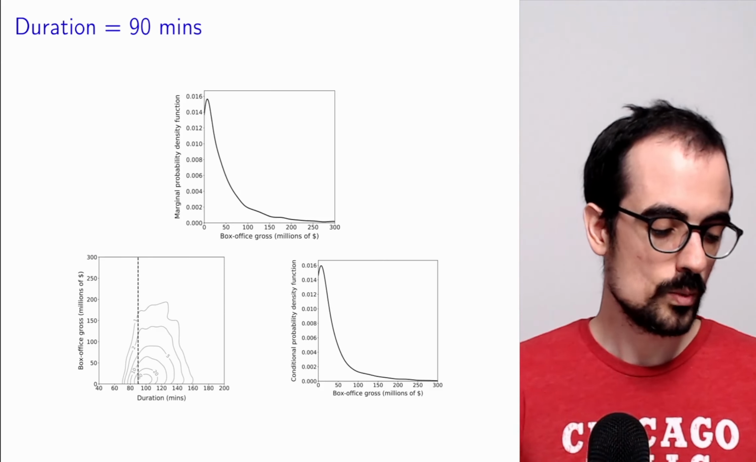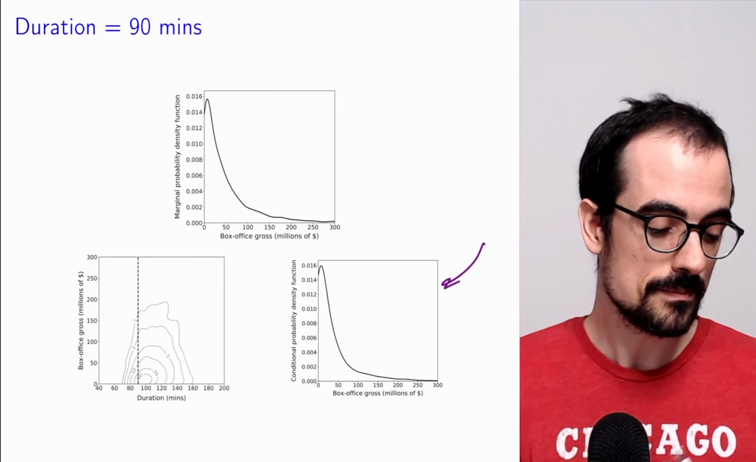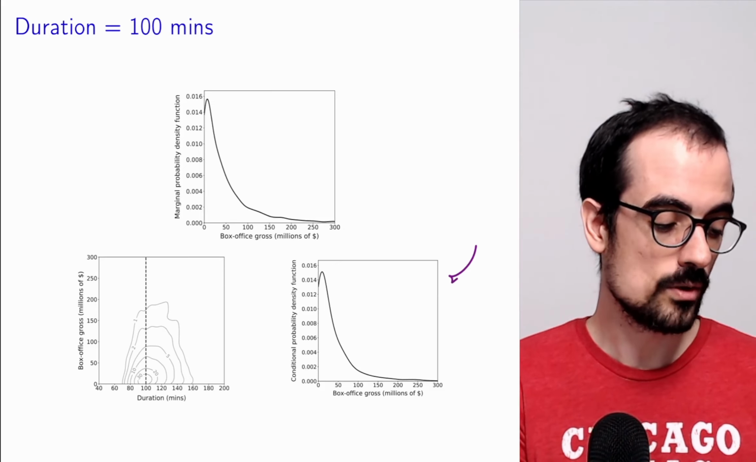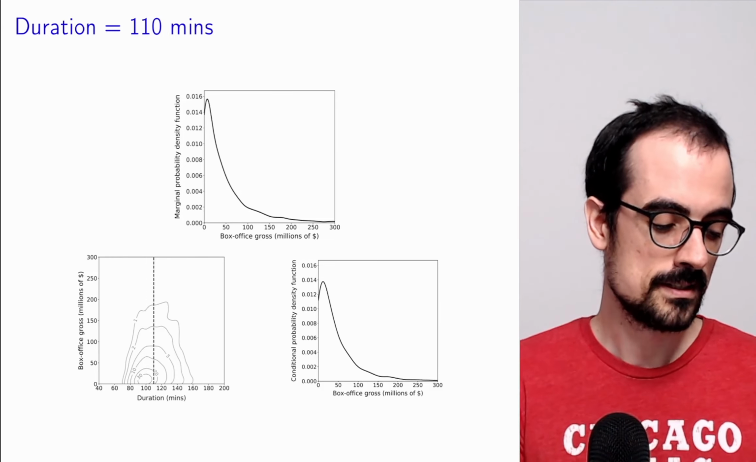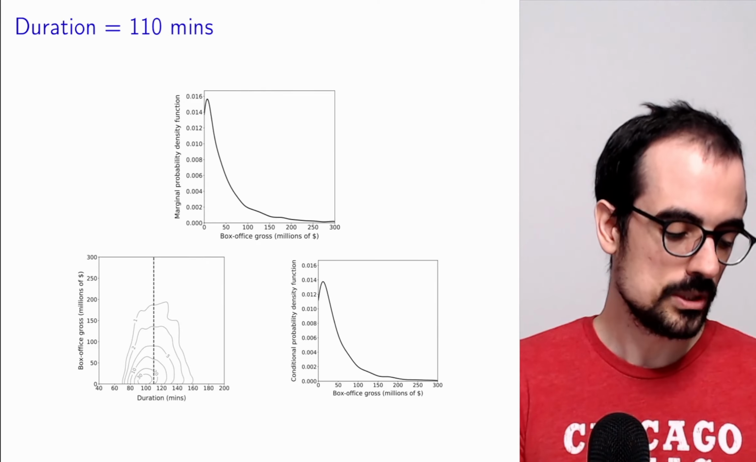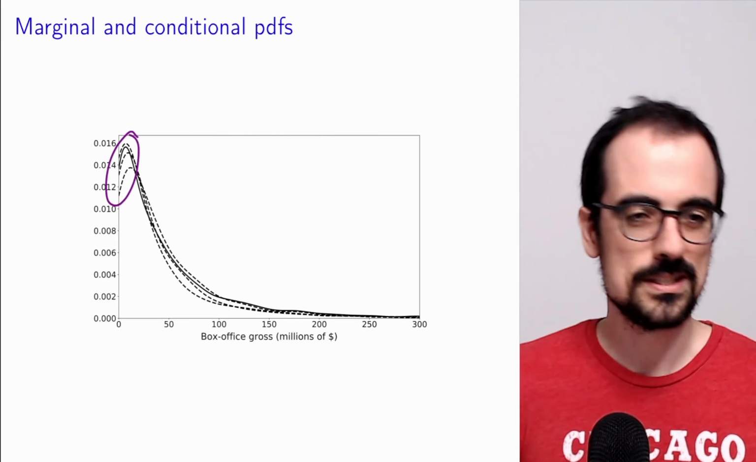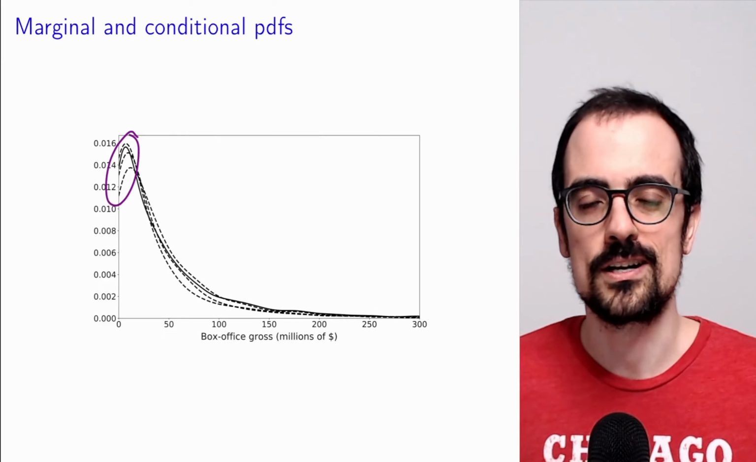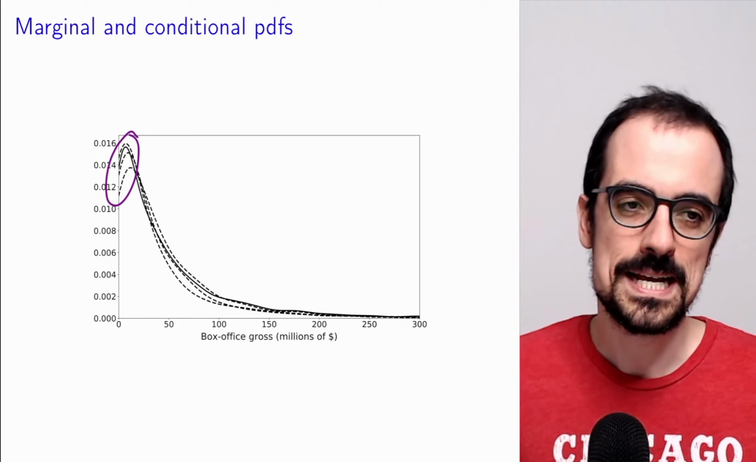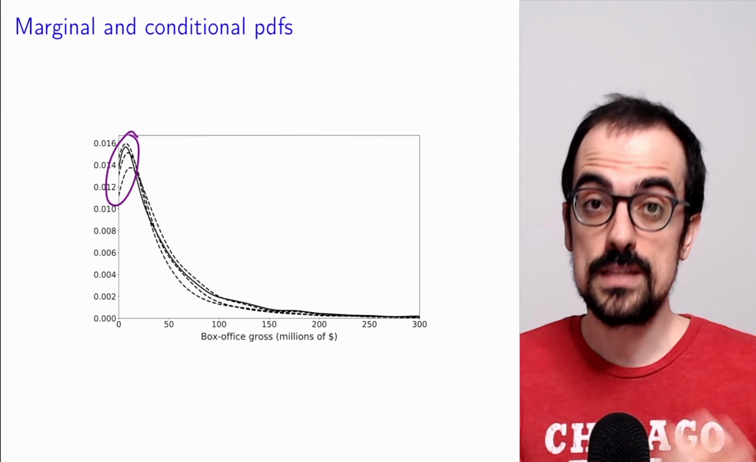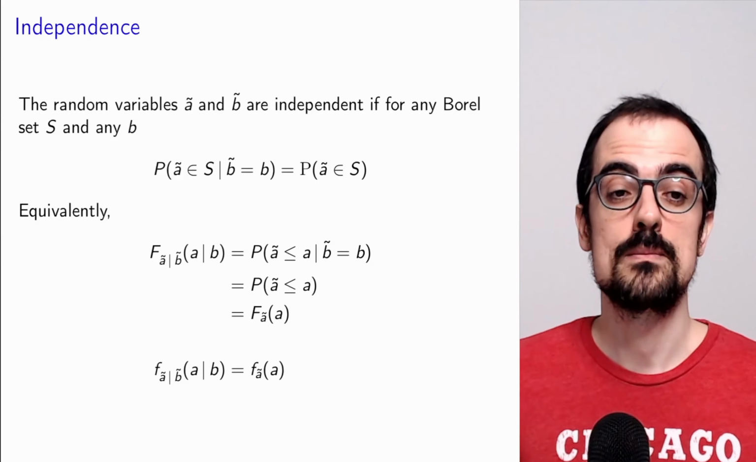When we do that, we see that actually the conditionals look very similar. This is for 90 minutes, 100 minutes. They look very similar among themselves and also very similar to the marginal PDF. 110 minutes, if I put them all together, they're very, very similar. There's maybe a slight difference. So it's possible that movies that are slightly longer make a bit more money within this range of durations, but they're almost the same.